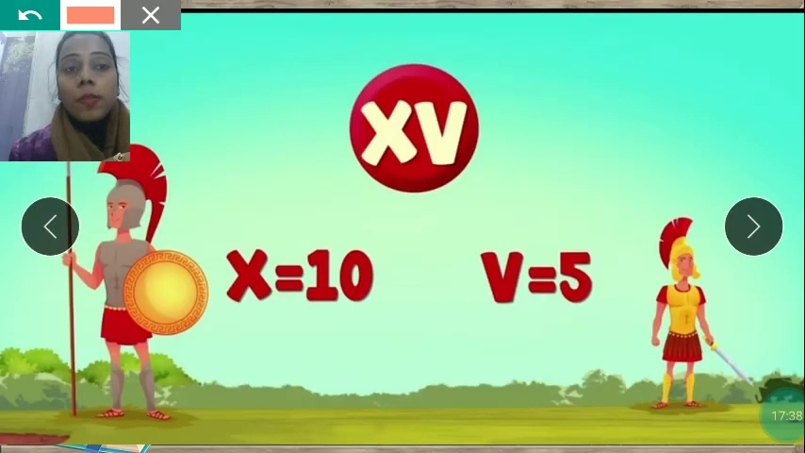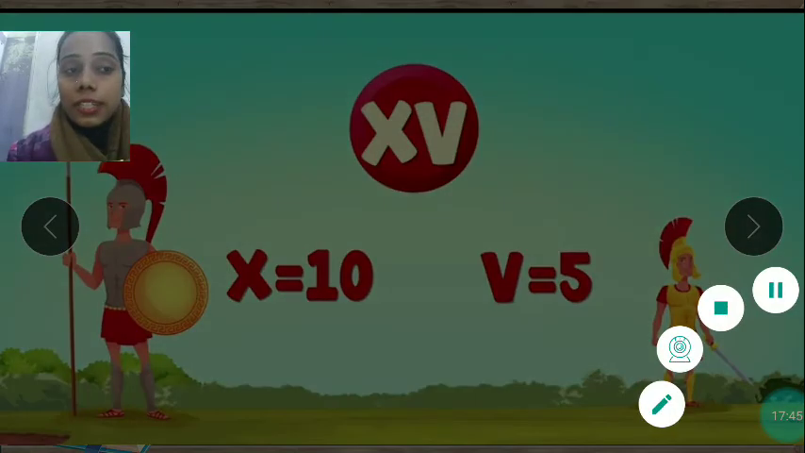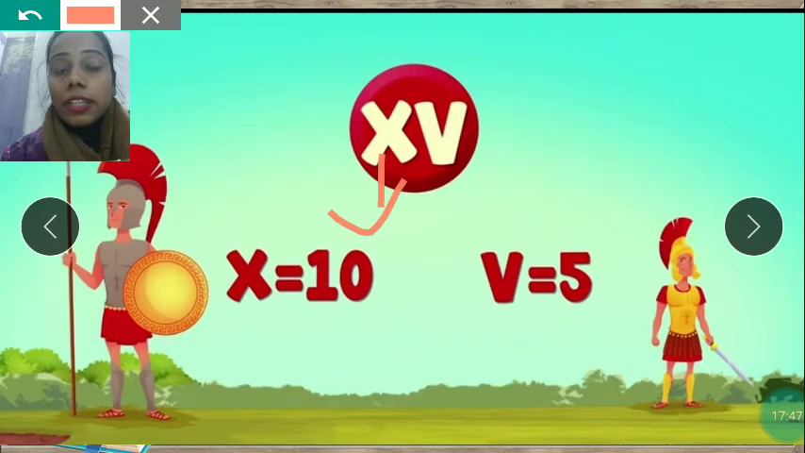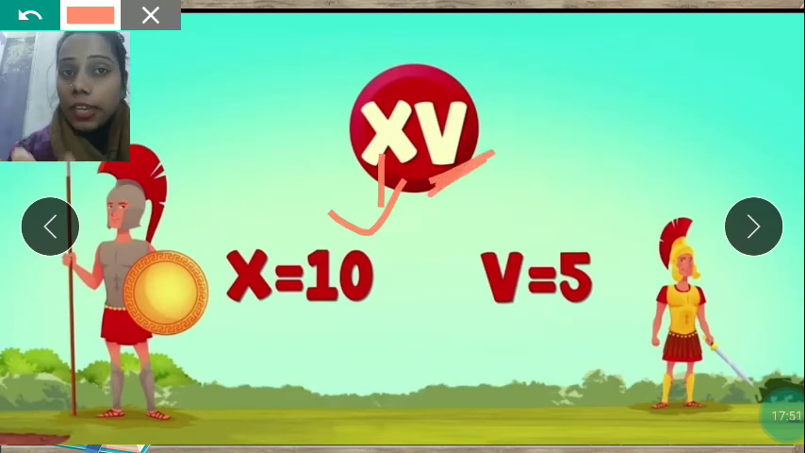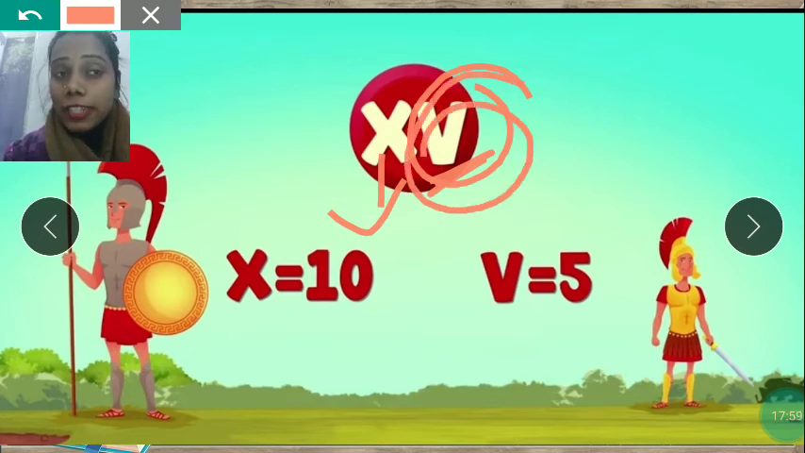Students, here the Roman numeral XB is written. The value of X is 10, which is greater, and the value of B is smaller. The value of B is smaller and is written to the right side of the greater value.